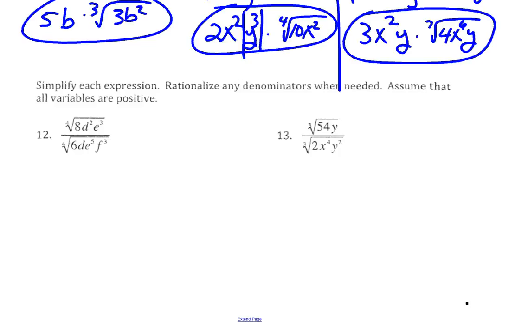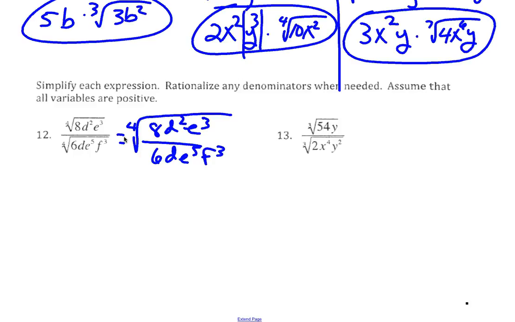Okay, number 12. Let's see, we can assume all variables are positive. That means we don't need to worry about any absolute values. So I'm going to proceed by looking to reduce and cancel some stuff. They're both fourth roots, so I can treat these as one huge fourth root and just reduce. What I mean by that is like this. And then just go through and reduce.